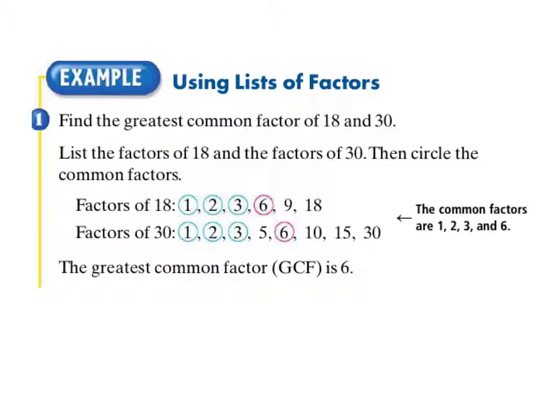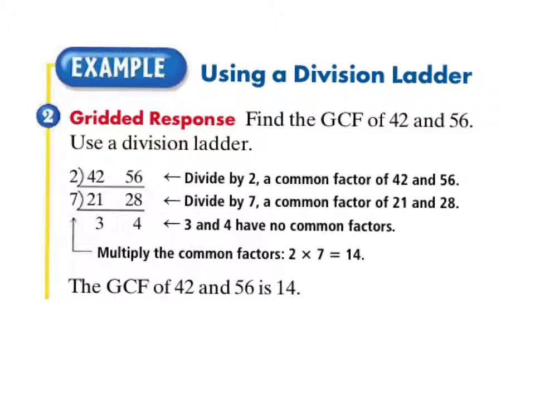So the factors that 18 and 30 have in common are 1, 2, 3, and 6. If you're looking for the greatest common factor, you want the highest number they have in common. So for 18 and 30, the greatest common factor is 6. The second way to find the greatest common factor is using a division ladder. We want to find the greatest common factor of 42 and 56, so we use a division ladder.